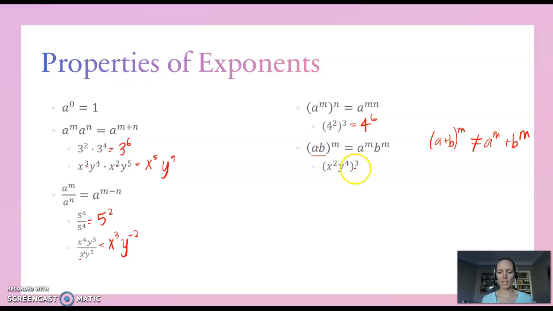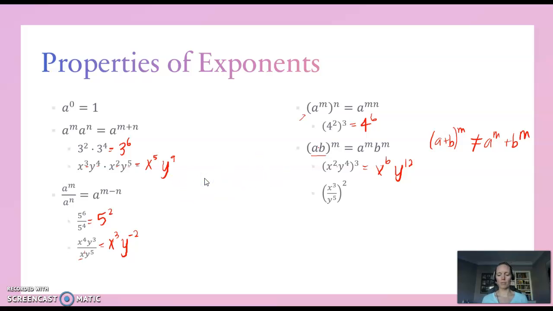So in this example here, because x squared and y to the 4th are being multiplied together, I can go ahead and distribute the 3. And you'll notice that I also combined this with the previous rule we just talked about. When I distribute the 3 to the x squared, I'm going to multiply the 2 times the 3 to give me x to the 6th. And when I distribute the 3 to the y to the 4th, I'm going to multiply the 4 and the 3 to give me y to the 12th.